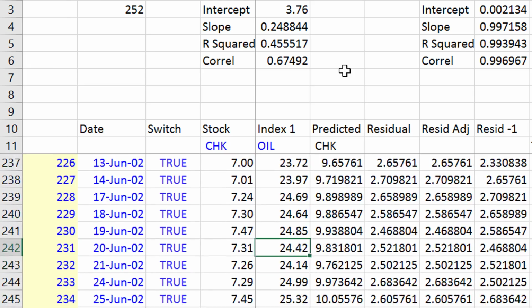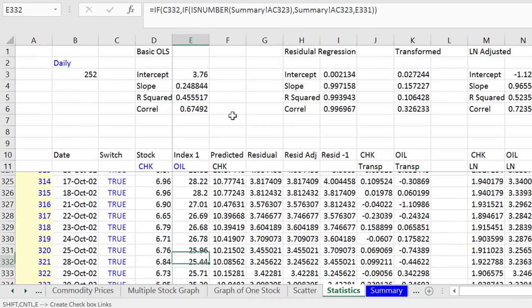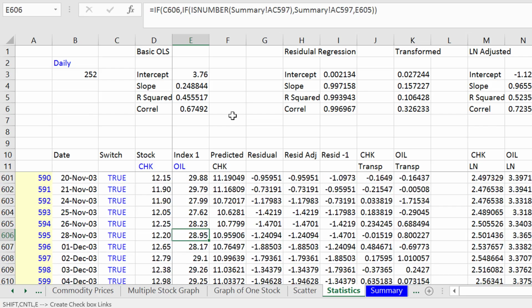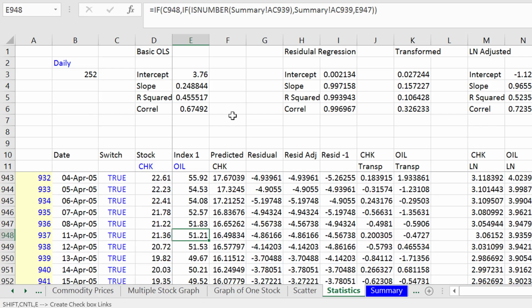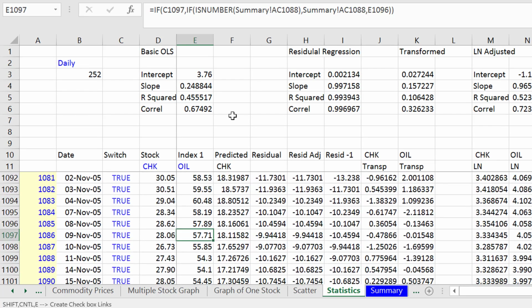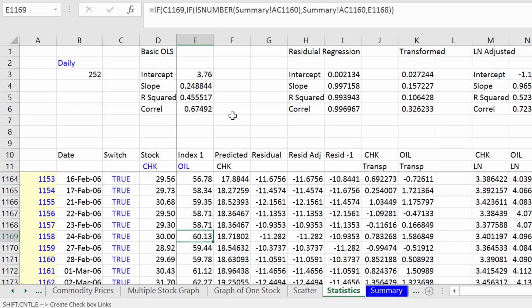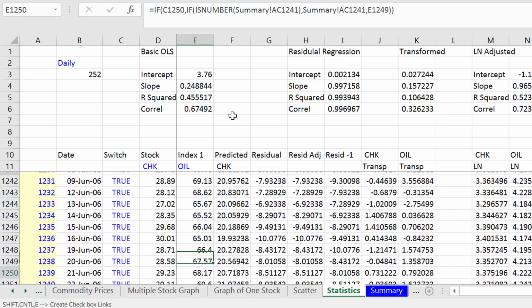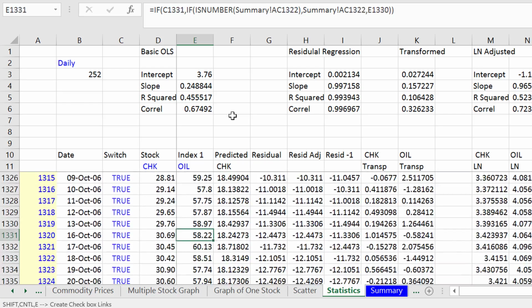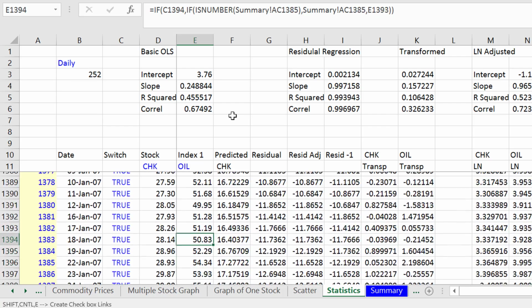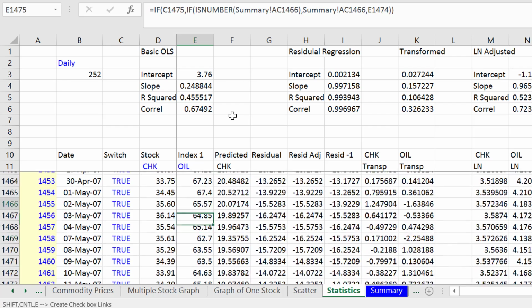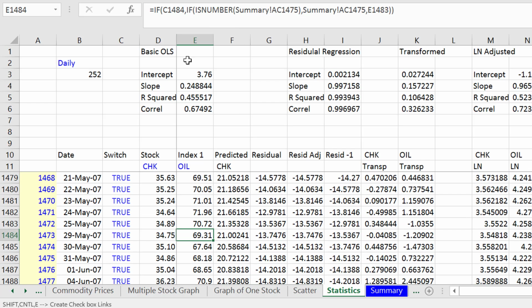Was it really 20 in 2002? I guess it was. And then in 2003, it was going up to 30, and then it went to 50, and then we get to 2008, and it should have gone up into the hundreds. Okay, can we really just take a flat 3.76, add 0.24, and get the stock price?